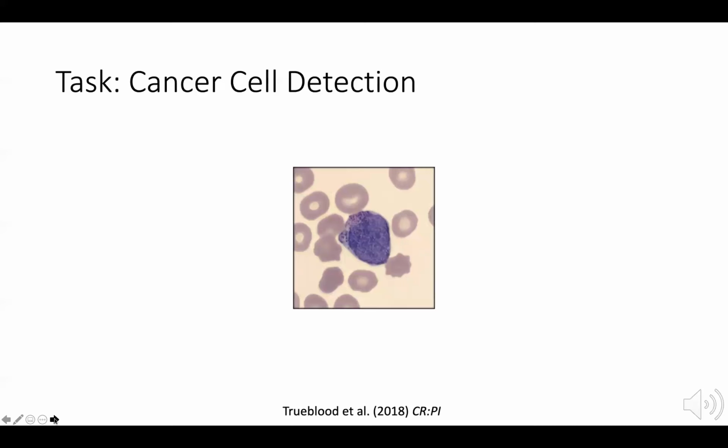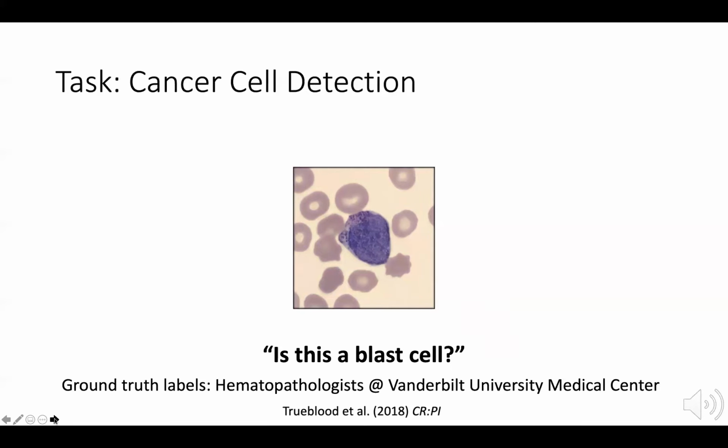So the task that we'll be doing in our experiments is cancer cell identification. This is a white blood cell, a stained white blood cell. On looking at such an image, one can ask the question, is this a blast cell? The ground truth of these images was provided by a hematopathologist at Vanderbilt University Medical Center. We use images such as these to conduct experiments, and it is based on the decisions made in these experiments that we base our findings.